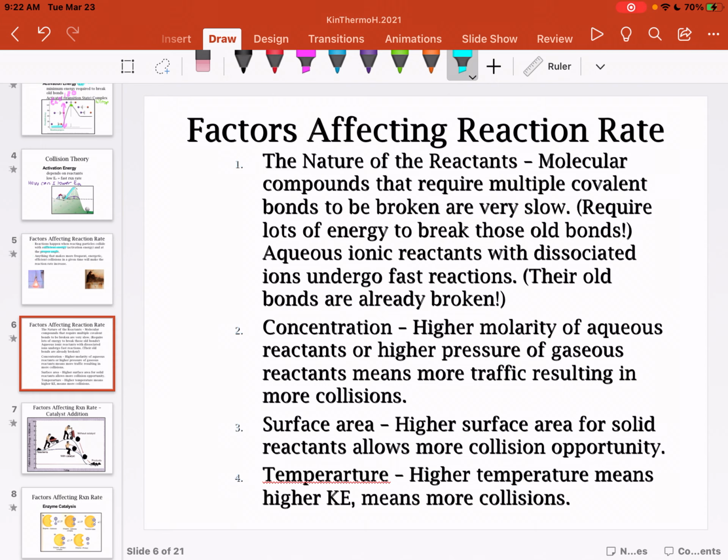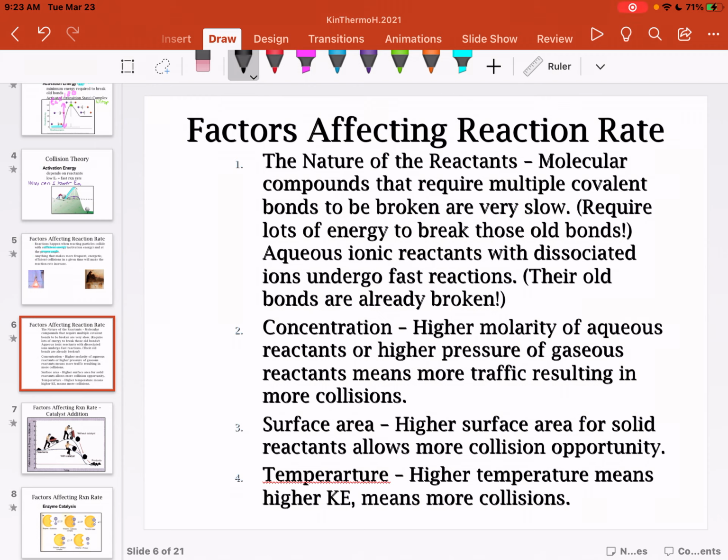The very nature of reactants in a chemical change sometimes makes the reaction fast, sometimes makes it slow. The reaction that I started off today with, where I had to break a triple covalent bond, and then I had to break 3 single covalent bonds before we could even start collisions, is a very slow reaction. So when I have lots of multiple covalent bonds that have to be broken, these are really slow reactions because it requires a lot of energy.